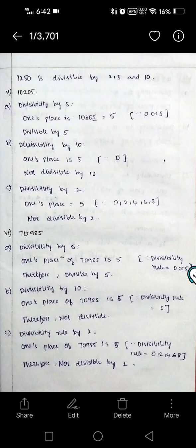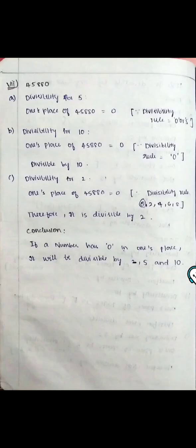The next number is 70985. Divisibility by 5: if we check, the ones place is 5, so it is divisible. For the divisibility rule for 10, the ones place is 5, so it is not divisible by 10. For the divisibility rule of 2 also, it is not falling under the digits 0, 2, 4, 6 or 8, so it is not divisible by 2.